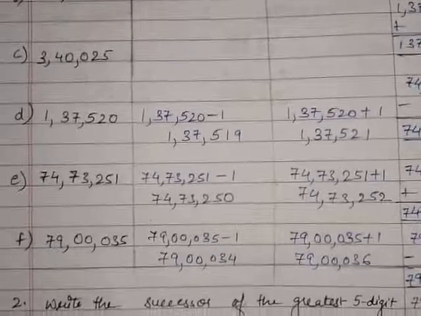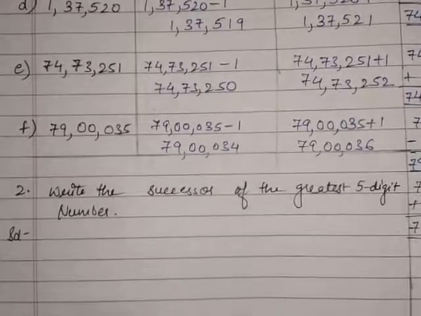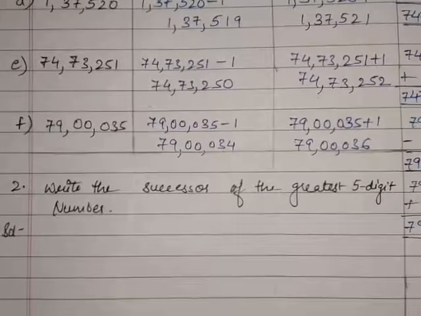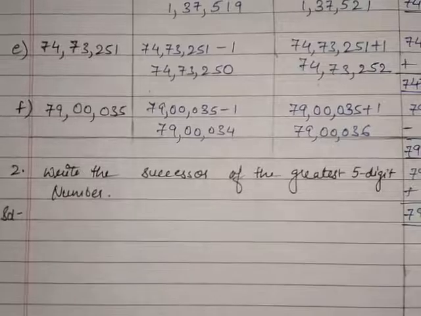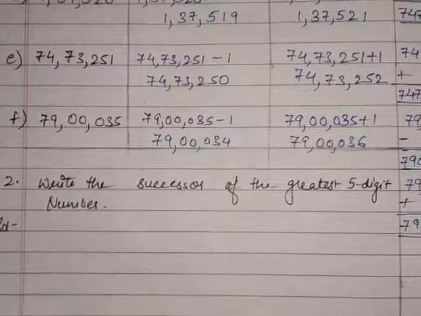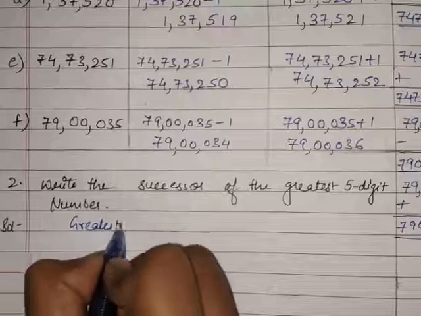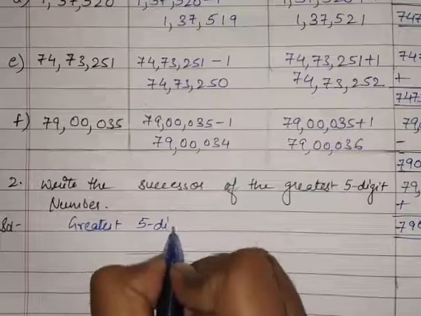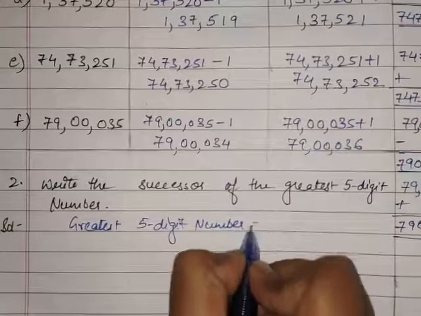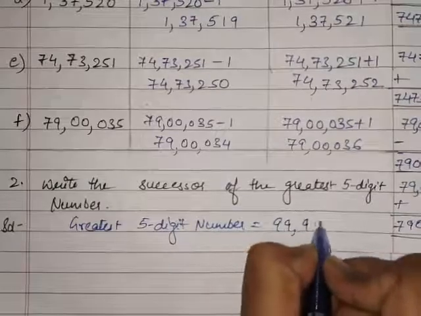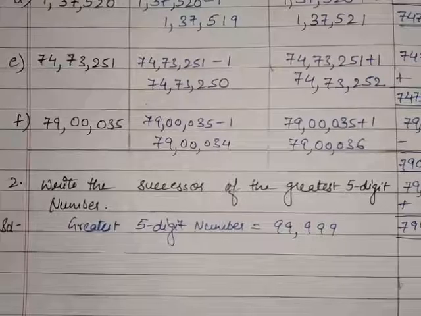I have noted down the question. How will we solve it? See it, everyone, we will add 1 to the given number. Firstly, we will note down the greatest 5-digit number. What is the greatest 5-digit number? Greatest 5-digit number equal to 99,999. Now, what is the successor of the greatest 5-digit number?